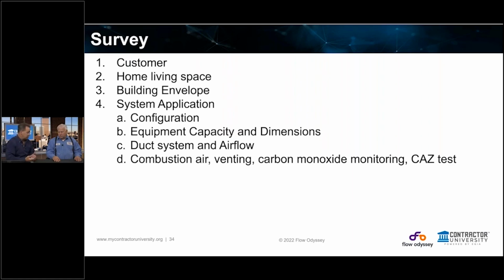Now, this typically becomes an issue on combustion air when the equipment is installed in what is considered a confined space according to the National Fuel Gas Code, right?